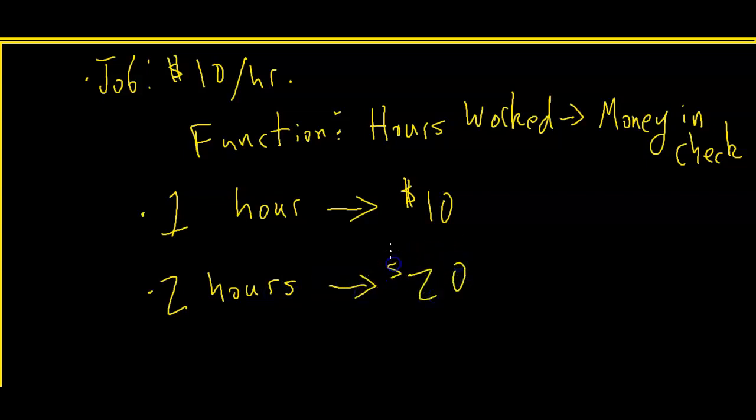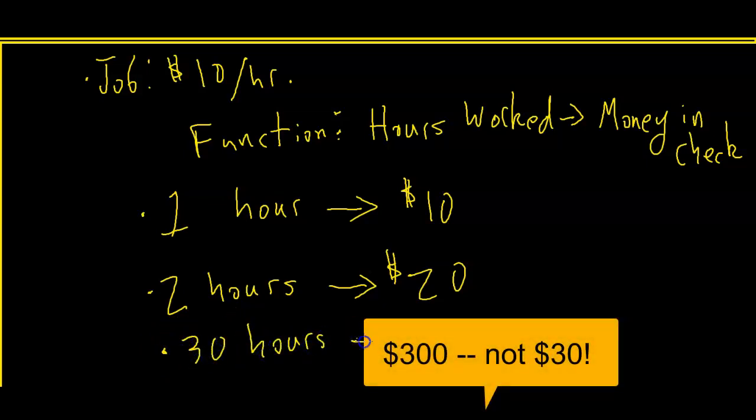You get $20. If you work, let's take it up a notch, if you work 30 hours, you get $30 in your check, right? So in this case, the input of 1 hour is associated with the output of $10. The input of 2 hours is associated with the output of $20. And the input of 30 hours is associated with the output of $30. So that's one simple example of a function.